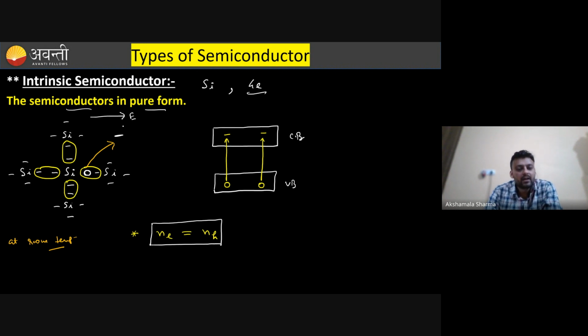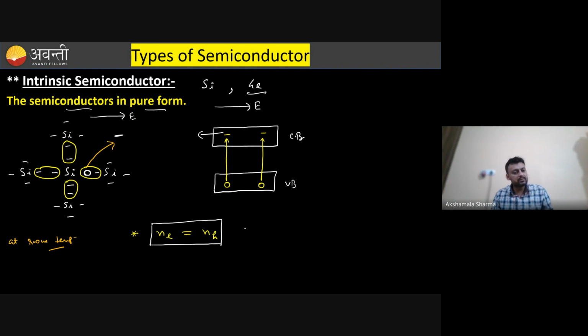Clear? Now listen to me very carefully. In this direction, you have applied some external field. Due to this external field, you can see this free electron will move opposite to the electric field. So this electron will move in the backward direction. Clear? Are you getting my point? Very simple statement.